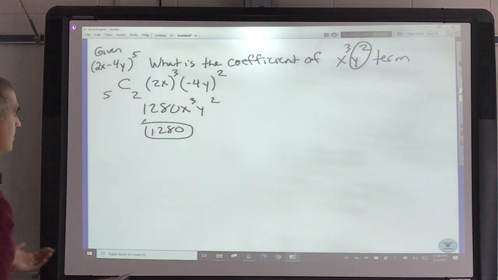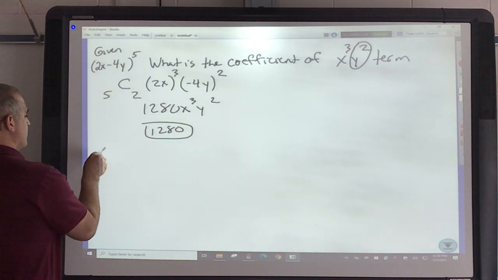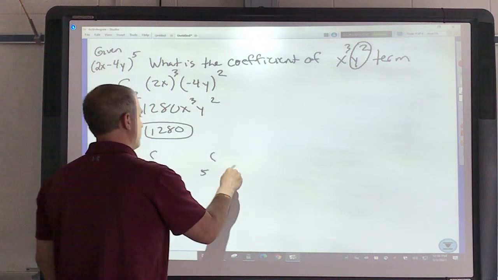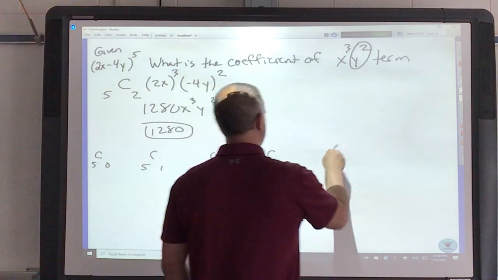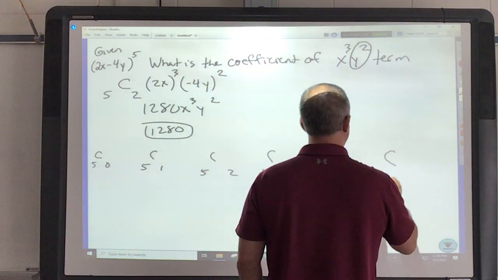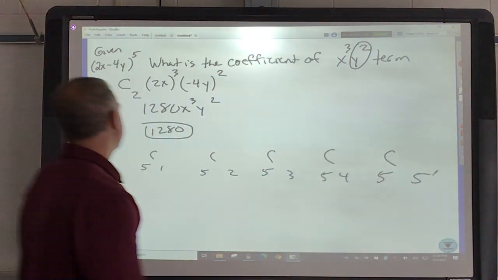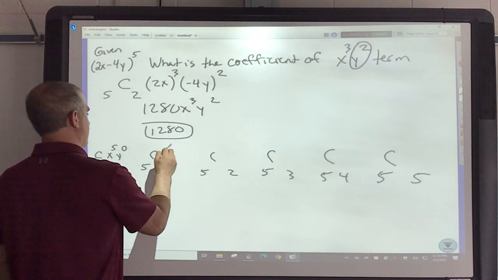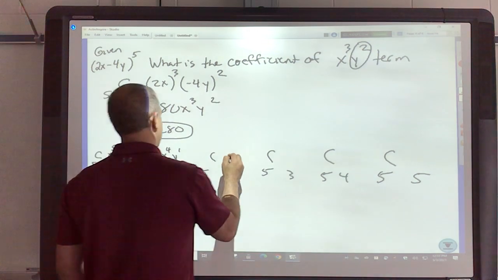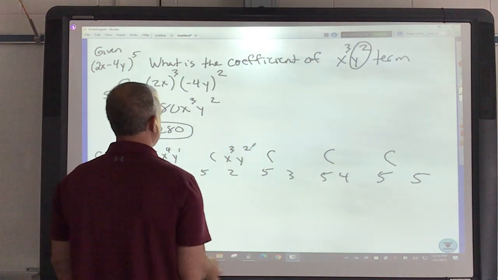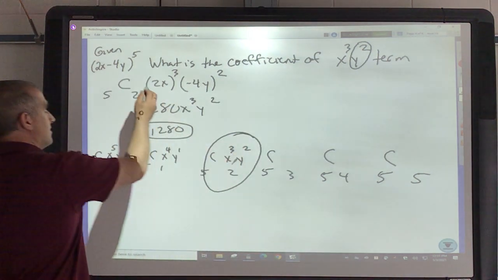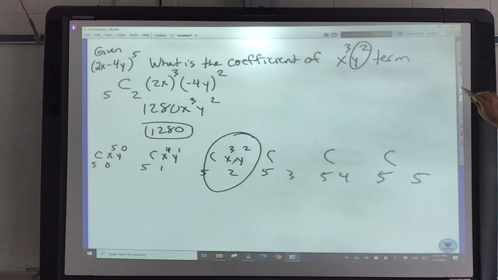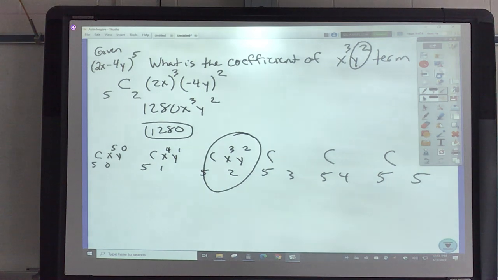Once again, if you wanted to figure that out for whatever reason, it starts out at 5 choose 0, then 5 choose 1, then 5 choose 2, then 5 choose 3, then 5 choose 4, and then 5 choose 5. Okay? This would start out x5 y0, x4 y1, x3 y2. And that's the same thing we used. So that's a little bit of a shortcut. Okay? All right? A little bit of a shortcut there.